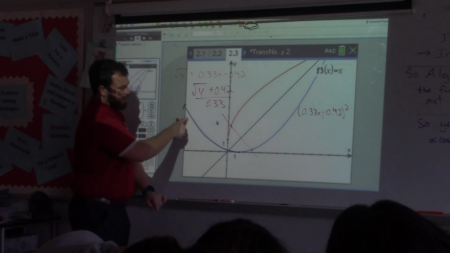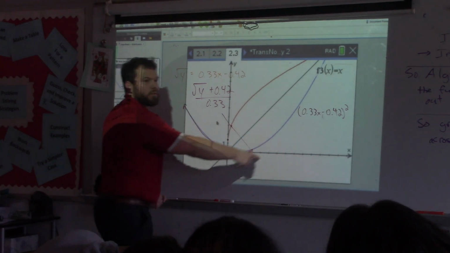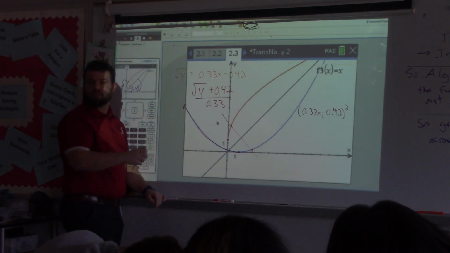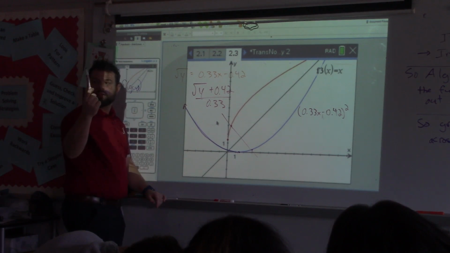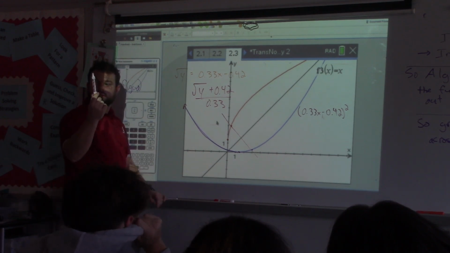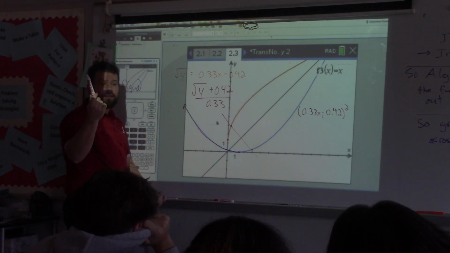Also, I would point out, this is a smooth curve, is it not? Uh-huh. So when I reflect, what should I get? Another smooth curve. So keeping those ideas in mind, someone can make a prediction of what the rest of this would look like if I reflect across the line y equals x. It doesn't have to be right. I just need a prediction.